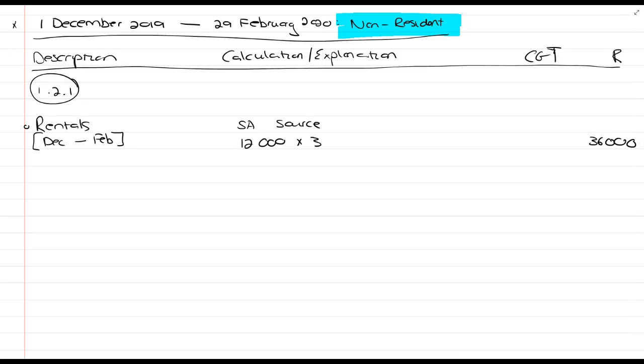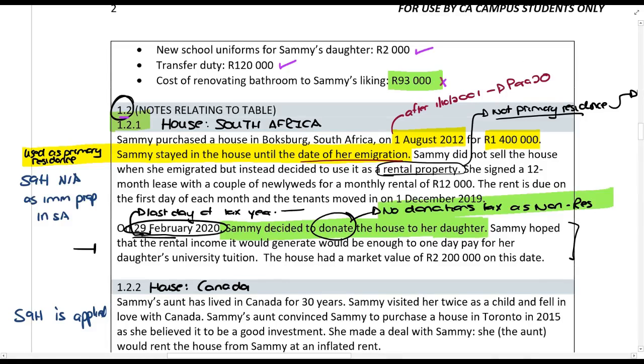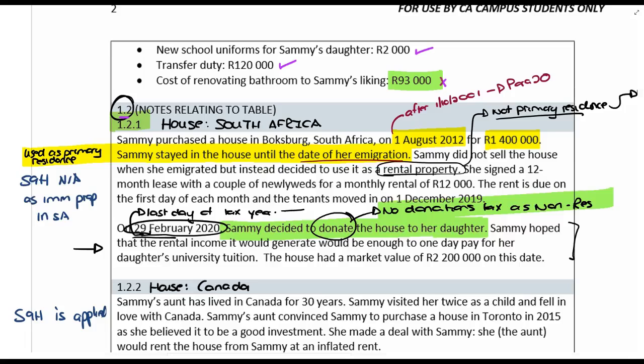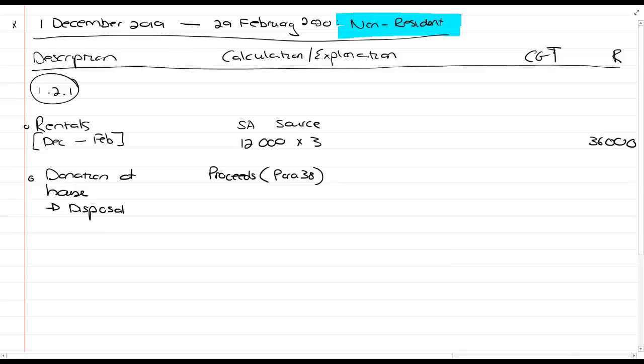What also then happens? During this period, she donates the house. Donation of house. So this is a disposal. So we have to calculate CGT. Okay, so let's do it. So the first thing is, if you donate an asset, you are treated as if you sold it, in terms of paragraph 38, at its market value. The market value on the date when she donated it was 2.2 million rands.